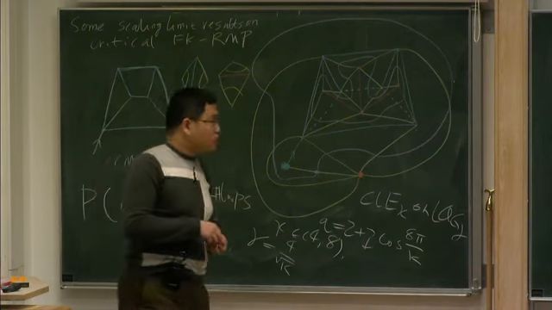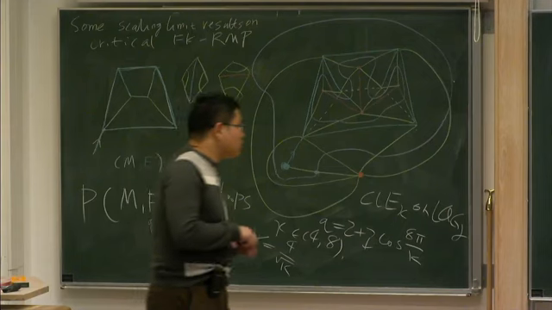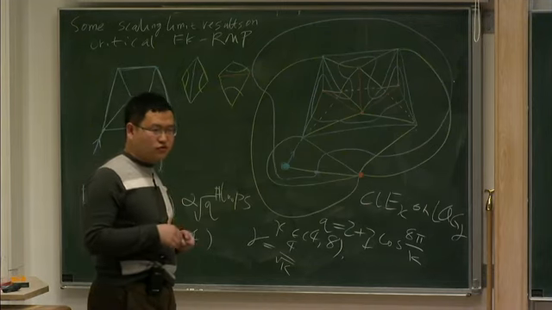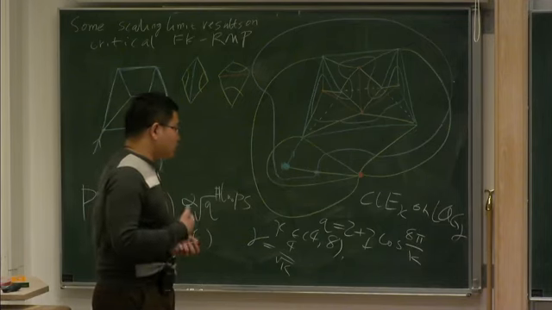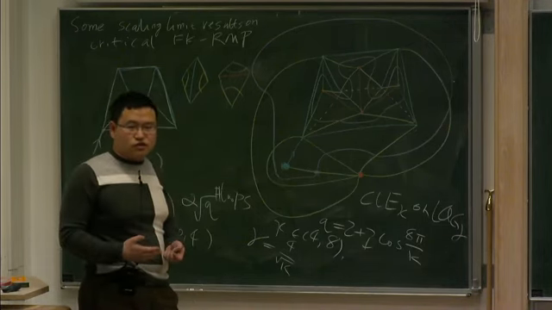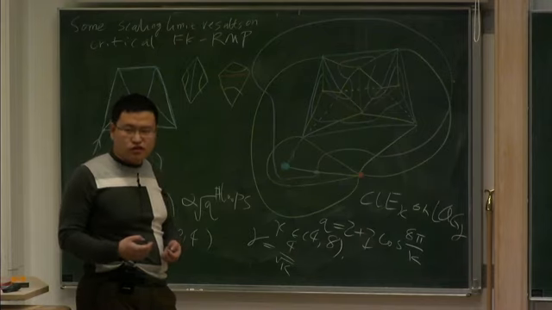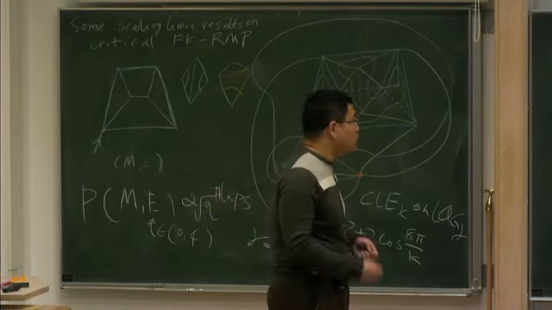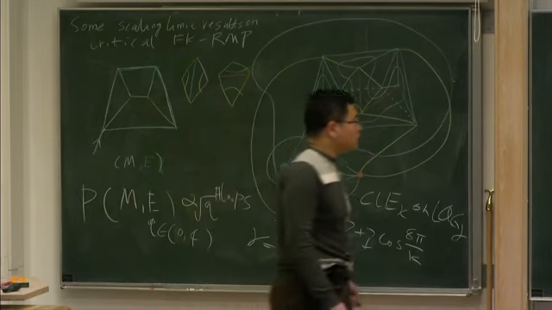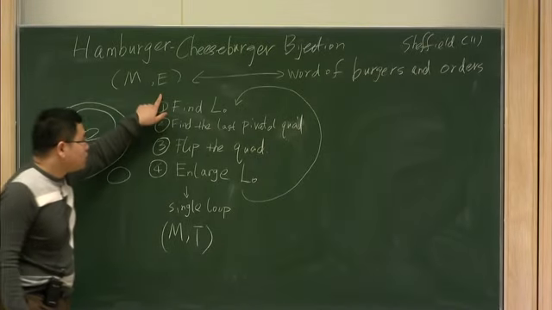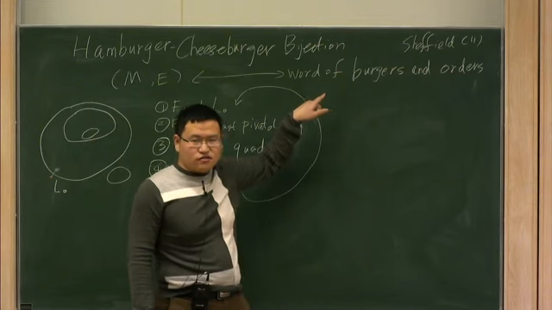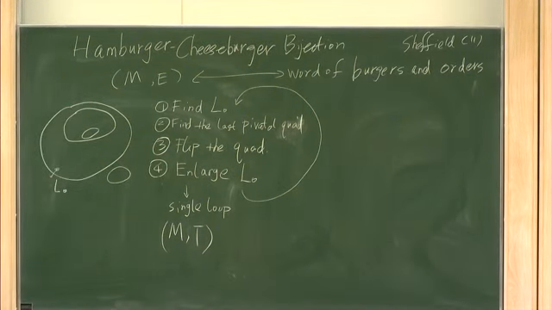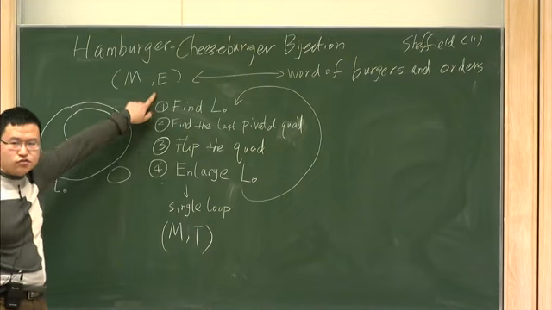A very useful tool to study this random planar map is also using a bijection, but instead of using the pretty well-known CVS bijection or BDG bijection, we use the so-called hamburger-cheeseburger bijection. In short, it gives a bijection between this pair and a word of burgers and orders, which I will explain later. So I will first restrict my attention to the case where E is a spanning tree.